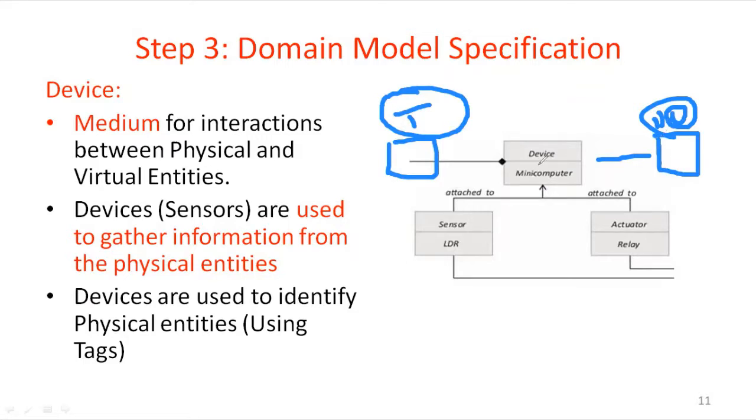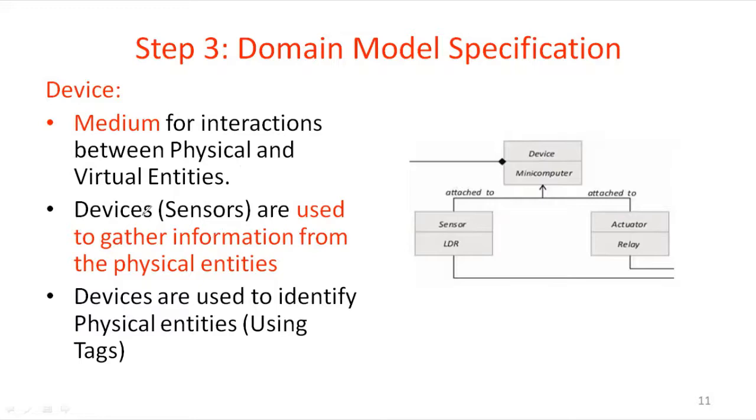This particular medium you call a device. For interaction between the physical entity and the logical entity, there is one medium. Here, devices are, for example, sensors. The sensor is one type of device. The activator is one type of device.